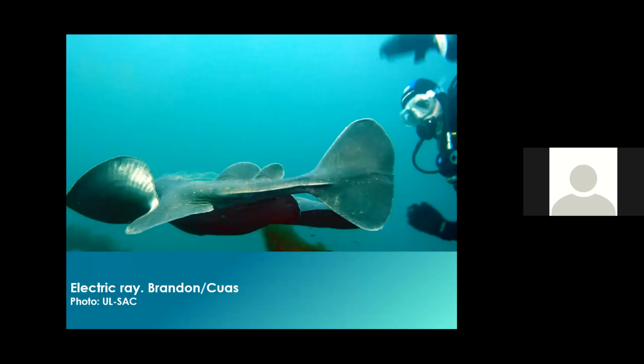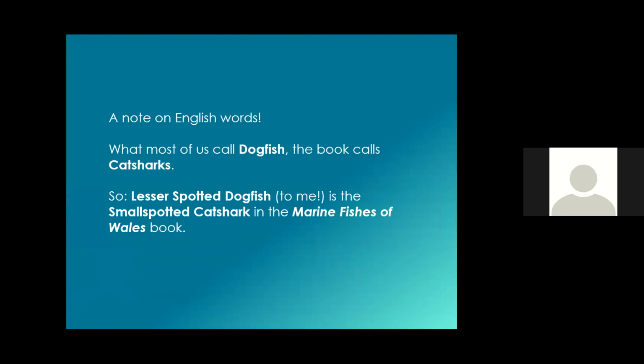That's an electric ray, and I'm not really talking about the cartilaginous fish. I do say that I would usually call the first photograph I showed you a dogfish, but you'll find it in the book, and some people that we know, like Tony, call them cat sharks, and I still call them dogfish.